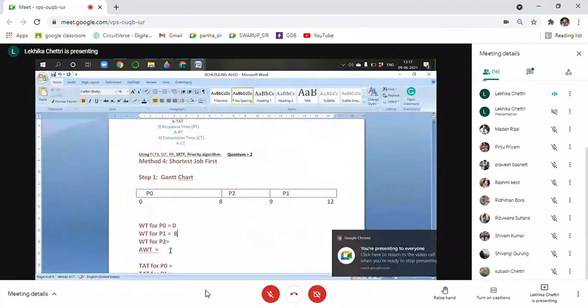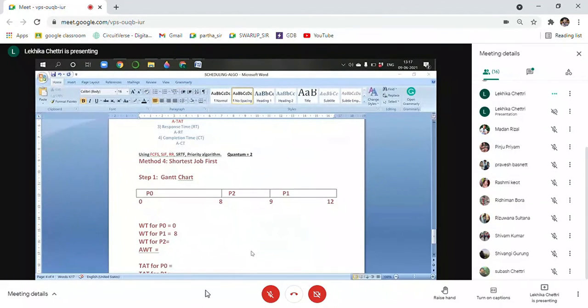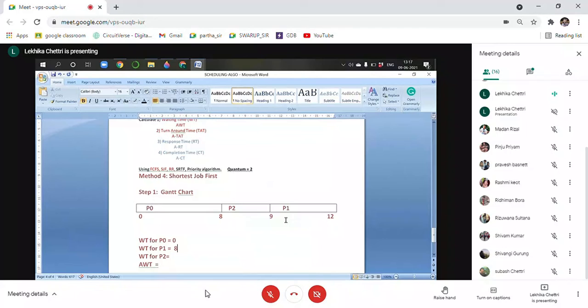Okay, so see here, waiting time for P1. It's simple. When did P1 get the CPU? When did it enter into the CPU? It came at 9. Okay, so let's not say home. Let's say there is a room in your home. Okay, so you have entered your room at 9 o'clock.